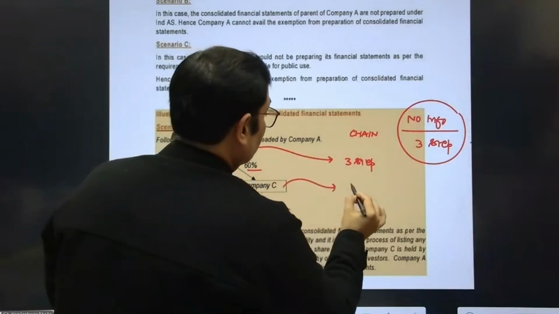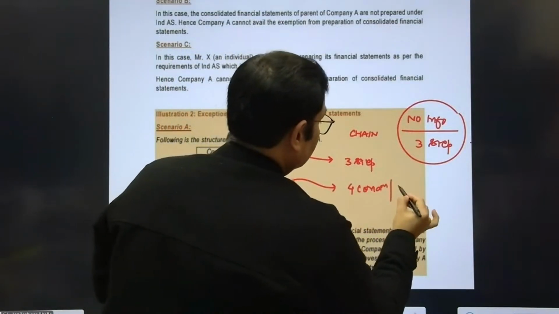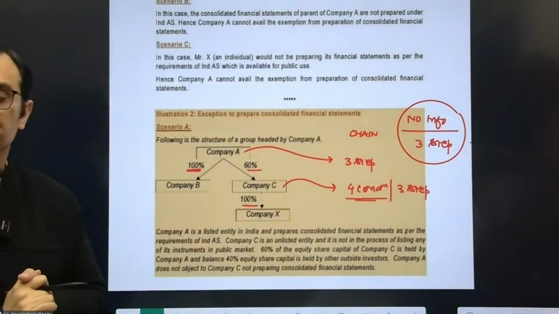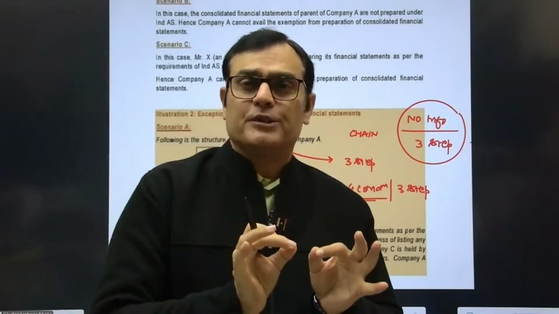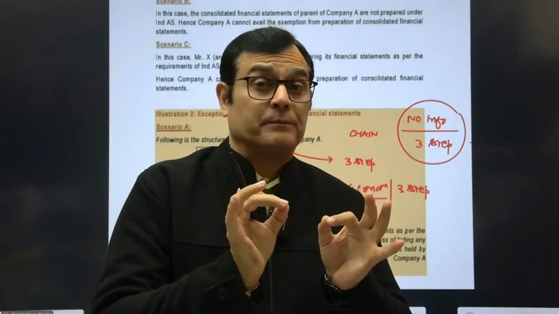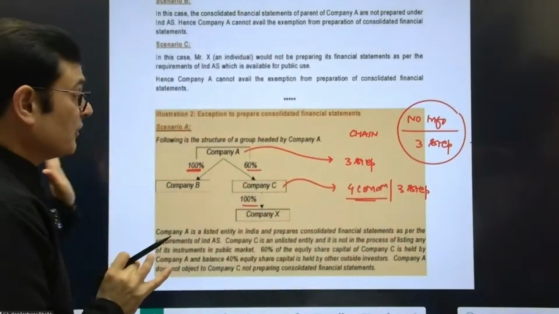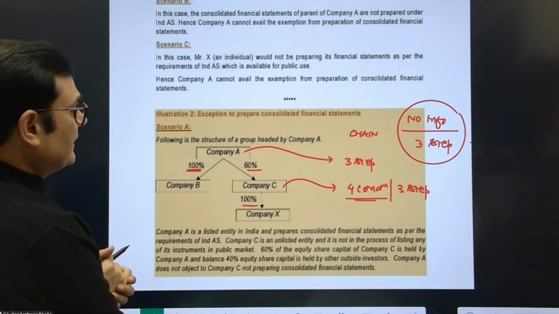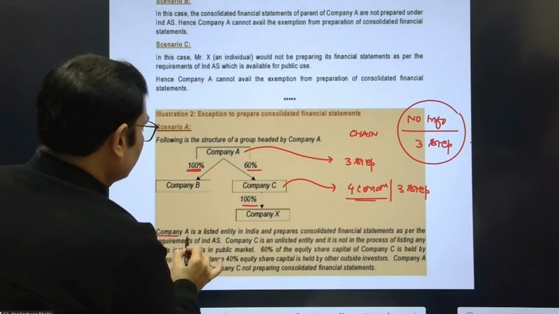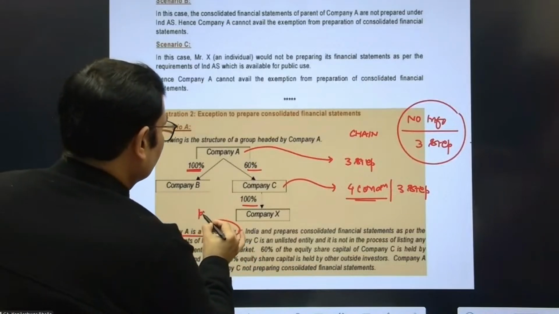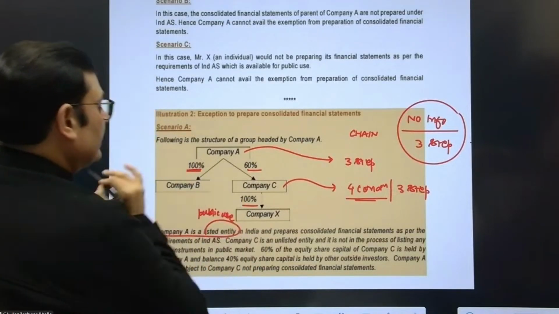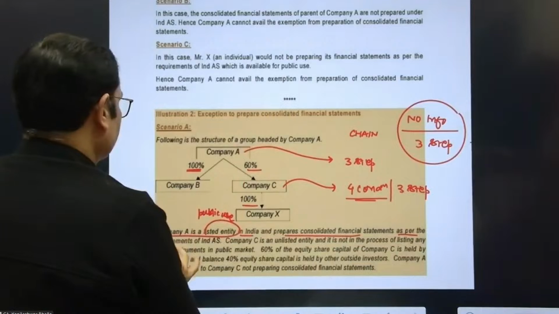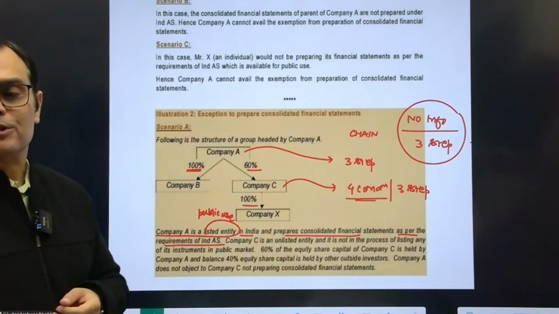And if you look at it from company C's point of view, it is the 4 conditions or the 3-step model. Both are applicable, but I will be able to look at only the 4 conditions. So my focus in this particular case is the middle company in the chain. When I'm looking at the 4 conditions, are the 4 conditions for company C met or not? Let's begin with the first input. It says in this particular case, company A is a listed company. That means it is making financial statements for public use. And it is a listed company in India and prepares consolidated financials as per the requirements of Ind AS. So my 4th condition is met.